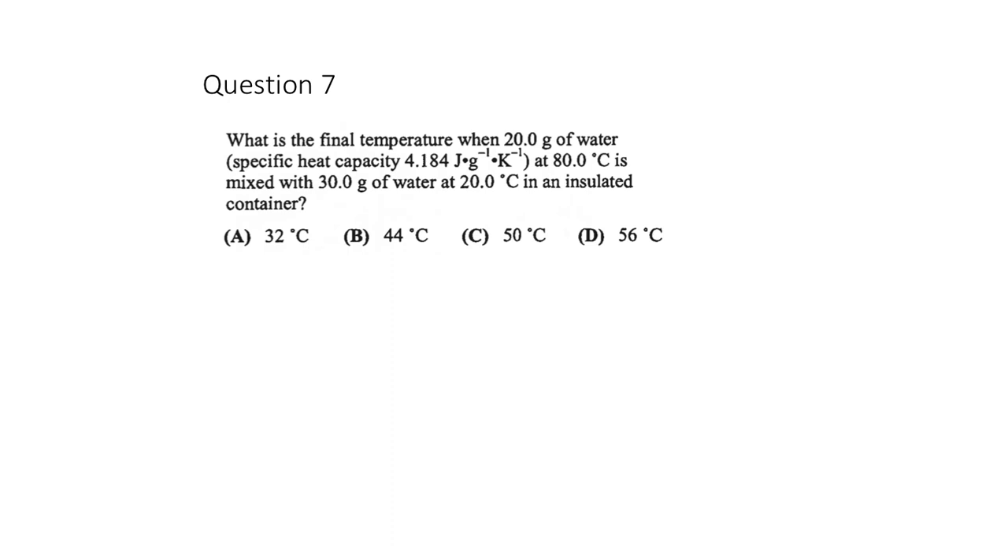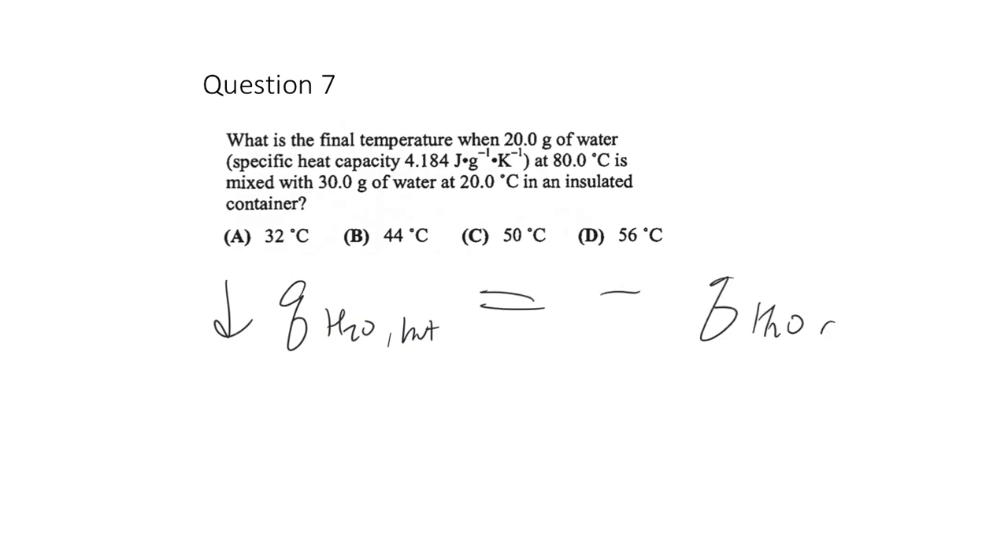What is the final temperature when 20 grams of water at 80 degrees C is mixed with 30 grams of water at 20 degrees C? So this is Q of our water that's hot. We're losing heat here. And then we're gaining the heat in our cold water, and it's going this way. So we just need this minus sign up front. So water's losing heat, the cold water's gaining heat.